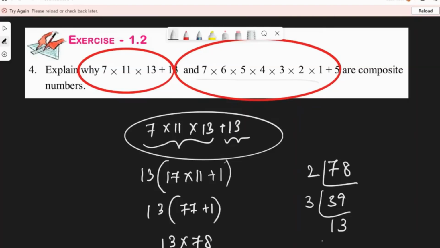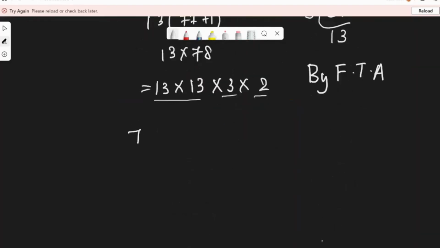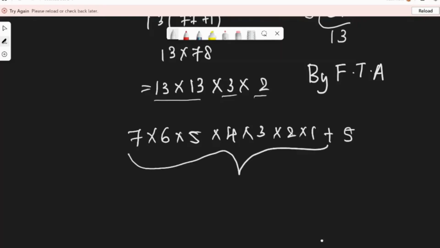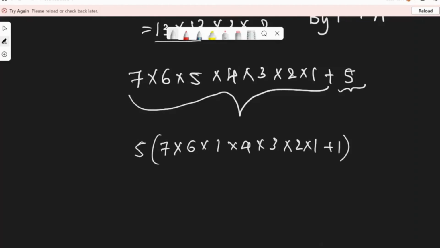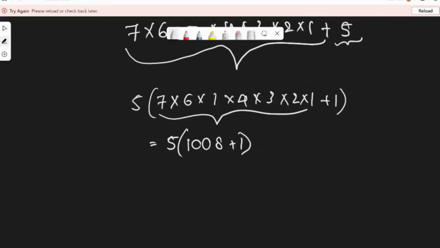So next, let's see the next sum. It is 7 into 6 into 5 into 4 into 3 into 2 into 1 plus 5. So this whole thing is one term and this is one term. Let's take 5 common out. Then we'll get 7 into 6 into 1 into 4 into 3 into 2 into 1 plus 1. Then if we multiply, we'll get 1008 plus 1. So it will be 5 into 1009.